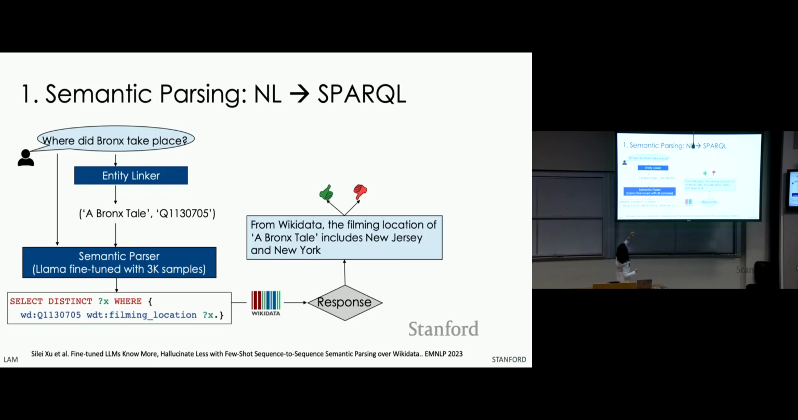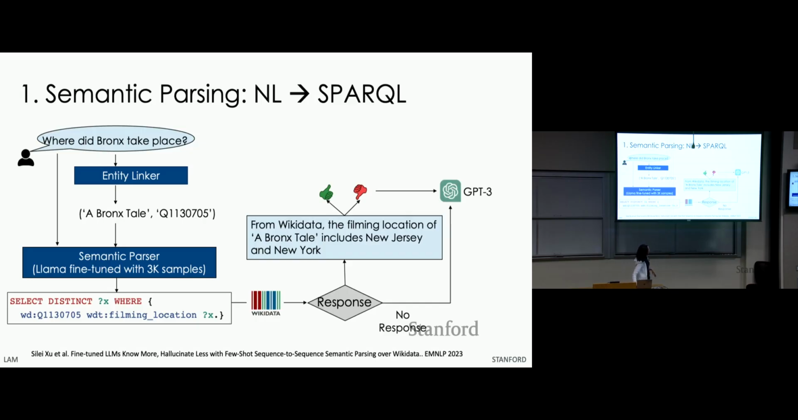It doesn't just say Bronx took place at these locations. You are looking up the filming location, so you say it is the filming location. You don't just say, give me the locations. You say it in a full sentence: the filming location is this.